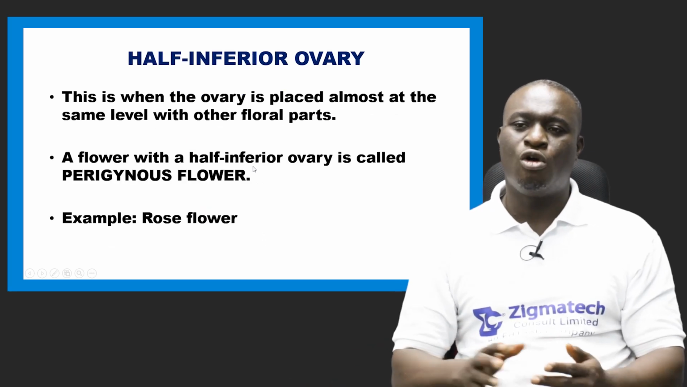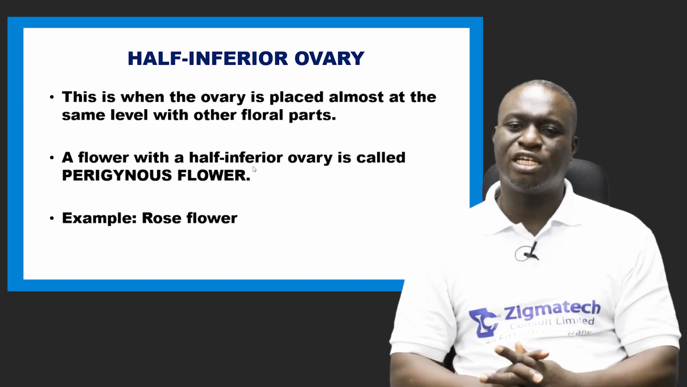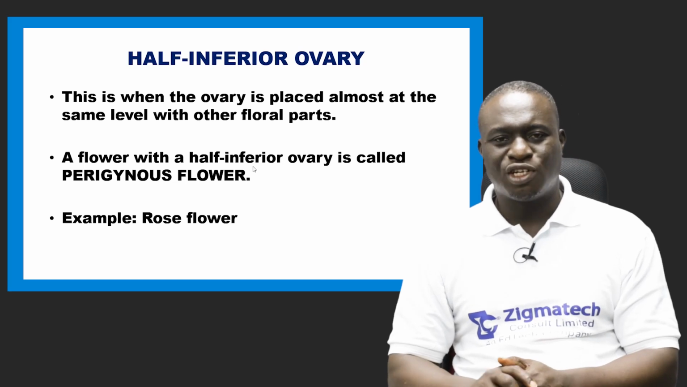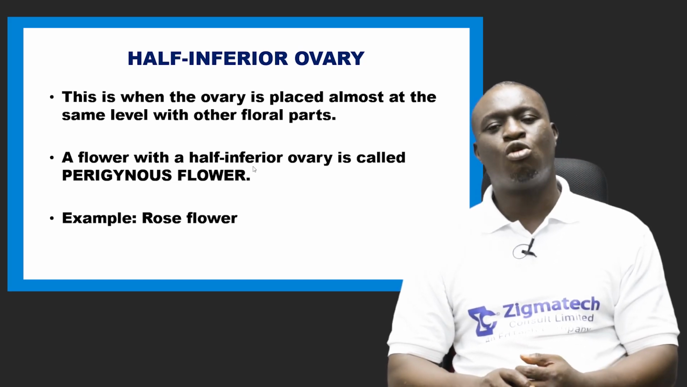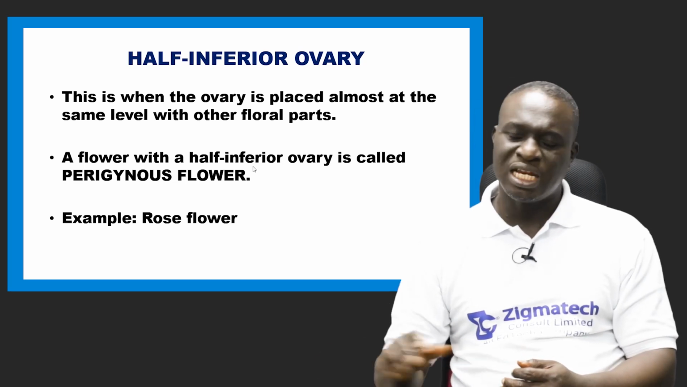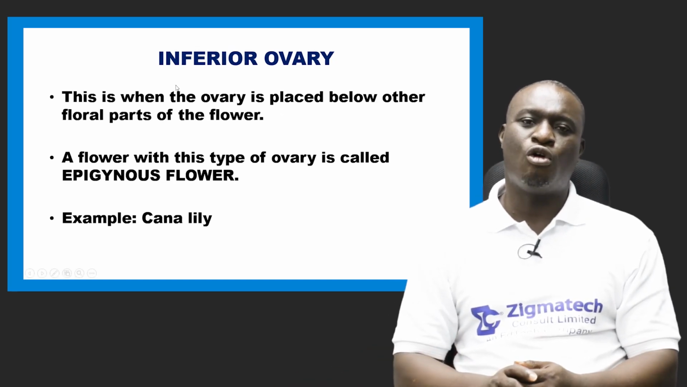half inferior ovary. Now, a flower with half inferior ovary is called the perigynous flower. An example of a perigynous flower is rose flower. And then also we have the third type of ovary, which is called inferior ovary.